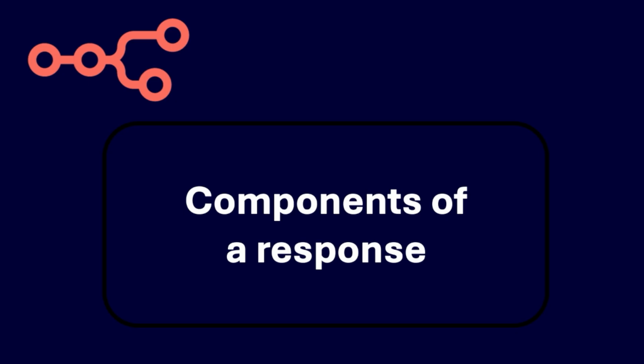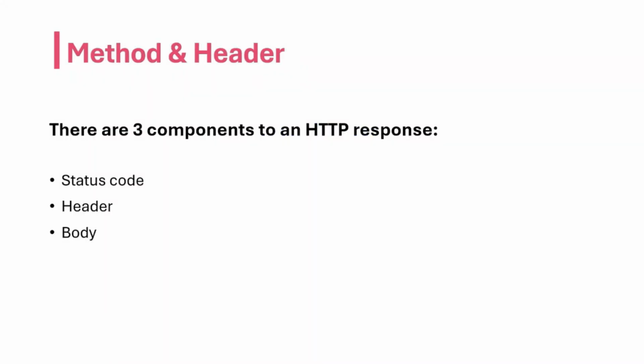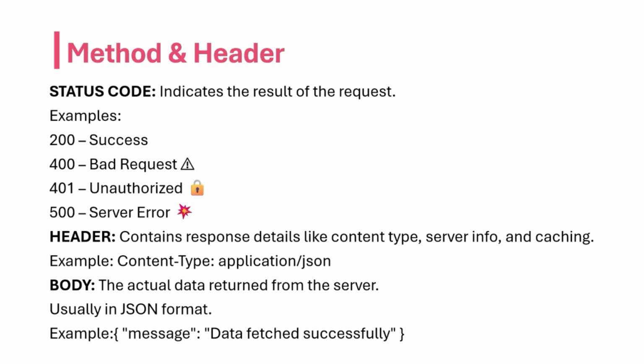Then comes our next part, that is components of a response. After sending a request, the server processes it and sends back a response with three main parts. First is status code, header, and body. First of all, we will understand what is status code. It indicates the result of the request, whether it has succeeded or failed.